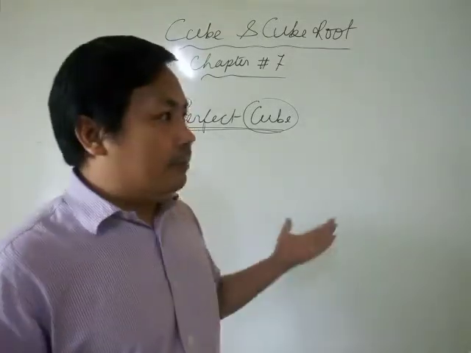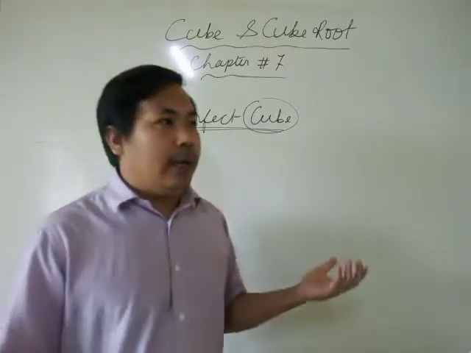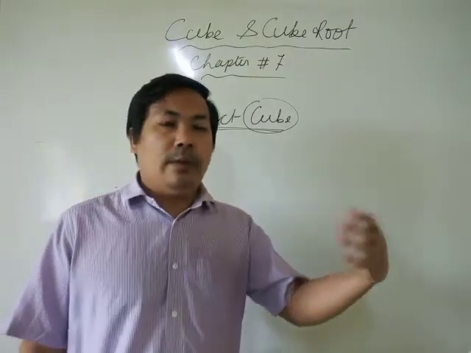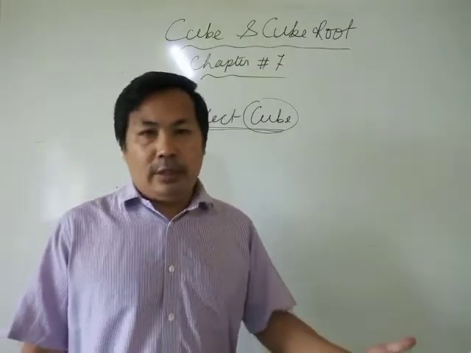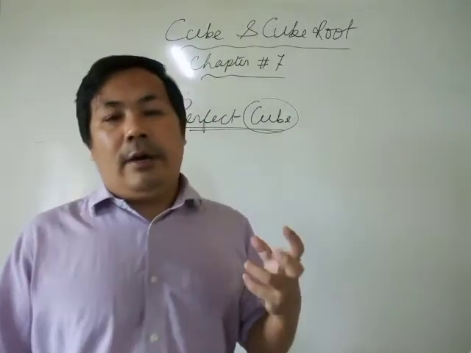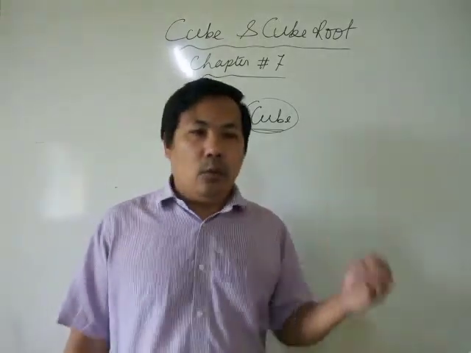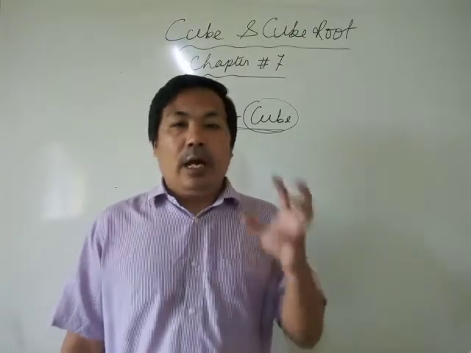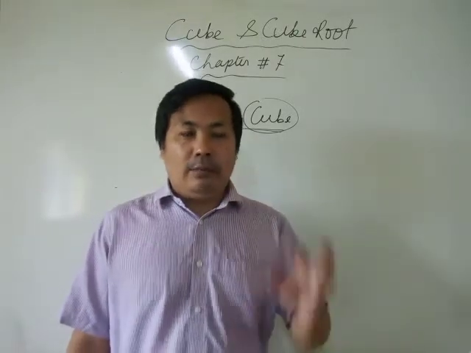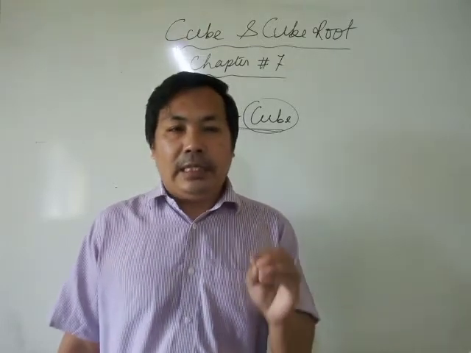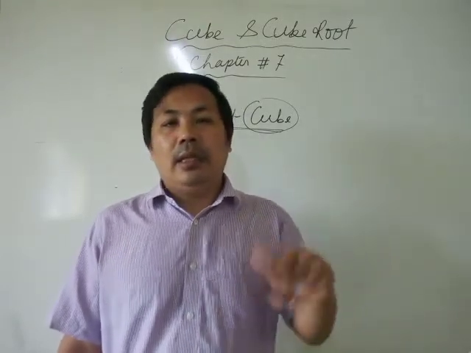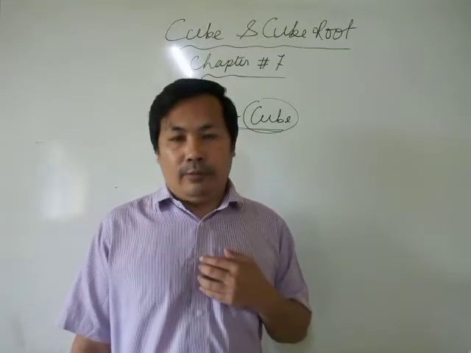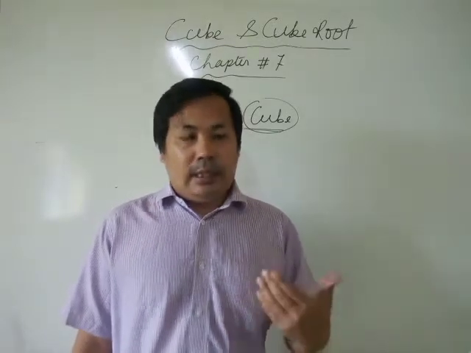Just before this, we were discussing which number we have to multiply to make a perfect cube. Now we are going to find out by which number, if the number is divided, the number will become a perfect cube. That we are going to find out here.